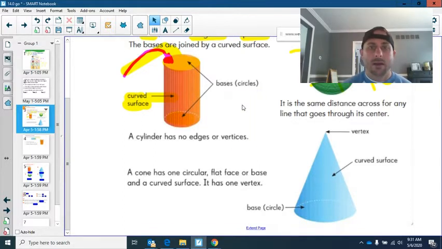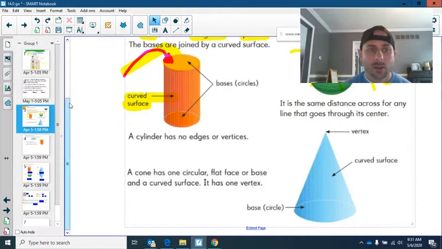Okay, I may not have mentioned that the cylinder has no edges or vertices. Let's take a look at this cone figure down here. It's got a vertex at the top. It's got a curved surface and another circular base. The cone has one circular flat surface or base, a curved surface, and one vertex.